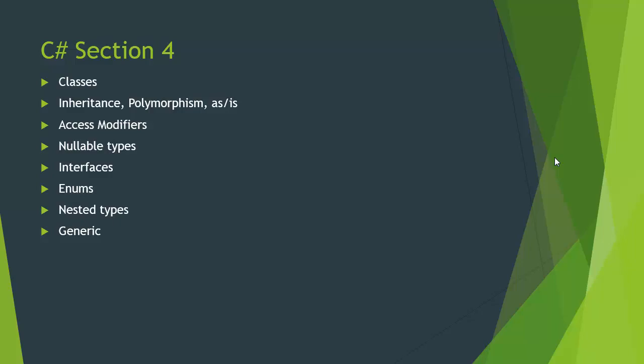We'll talk about nullable types, so different data types that are allowed to be assigned null. We'll also cover interfaces. And so interfaces are used to construct your own custom classes. We'll cover enumerations. We'll also cover nested types, so these are classes within a class. And then we'll cover generic types, so types that are given when the object is created or used.